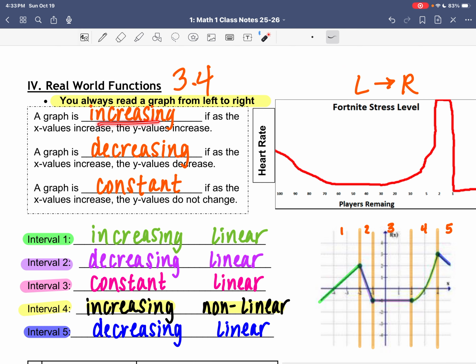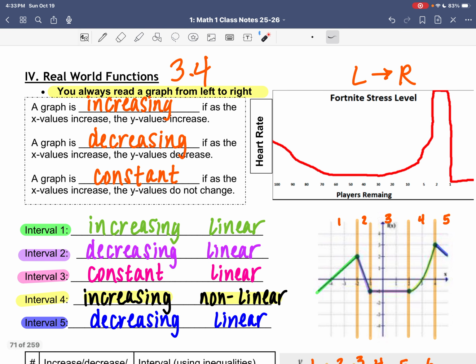So a graph is increasing if the x values increase and the y values increase. A graph is decreasing if the x values increase but the y values decrease. And a graph is constant if the x values increase but the y's do not change. So again, we're going to read this going left to right. So this is an example.